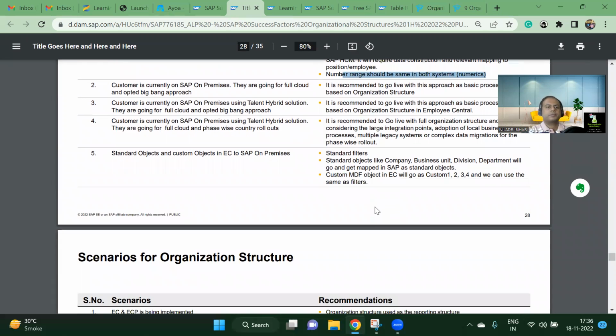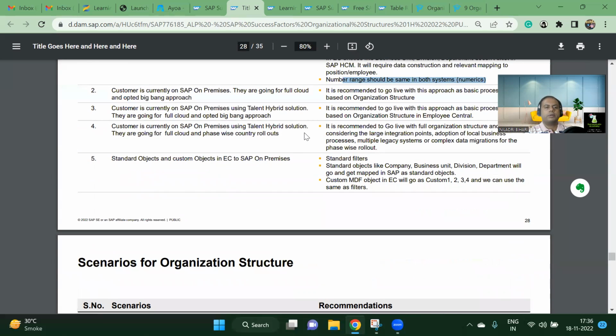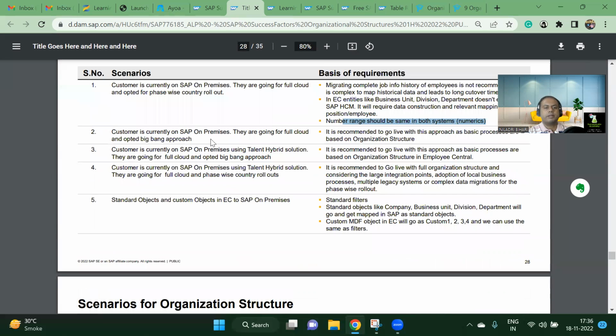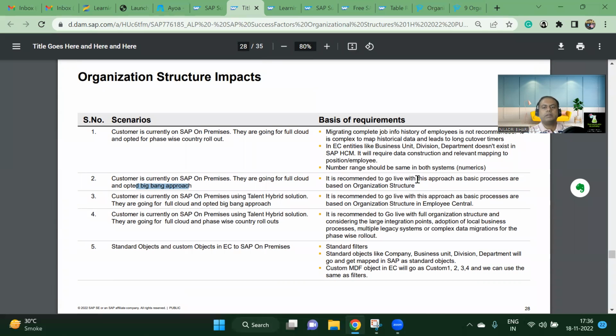Next, the next scenario is where the customer is currently on non-SAP premise. They're going for full cloud and opted for big bang. So the difference is the first one is phase-wise, the second one is big bang, but otherwise the remaining things remain the same. They're already on-premise, going for a full cloud, right? It is recommended to go live with this approach as basic processes are based on the org structure. Okay, that is fine. So this is planning for a big bang approach, nothing harmful in doing that.